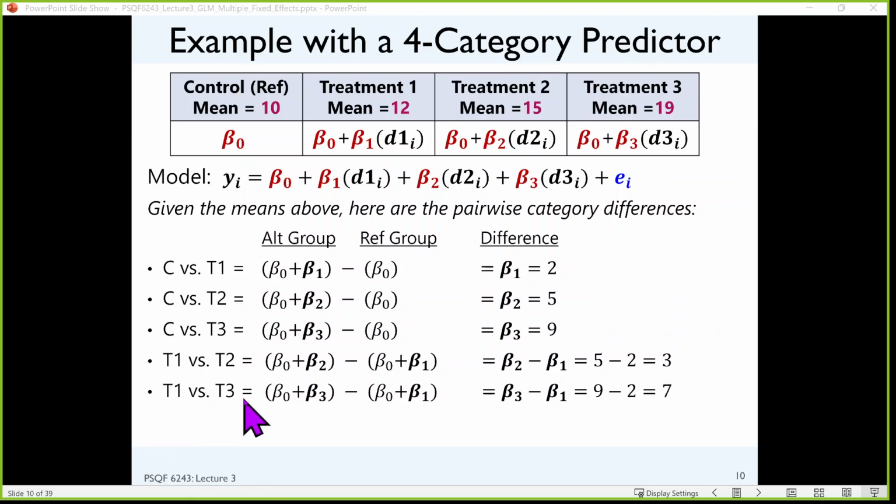Likewise, treatment 1 versus treatment 3. Same idea, different slope is the ingredient. Now it's beta 3 minus beta 1. Treatment difference of 9 for the first one, treatment difference of 2, the difference of the difference is 7. And last but not least, 2 versus 3, found the same way. So I only need 4 parameters to recreate all 6 differences.